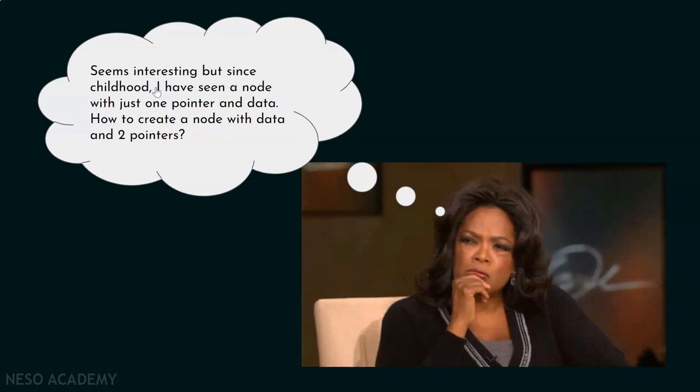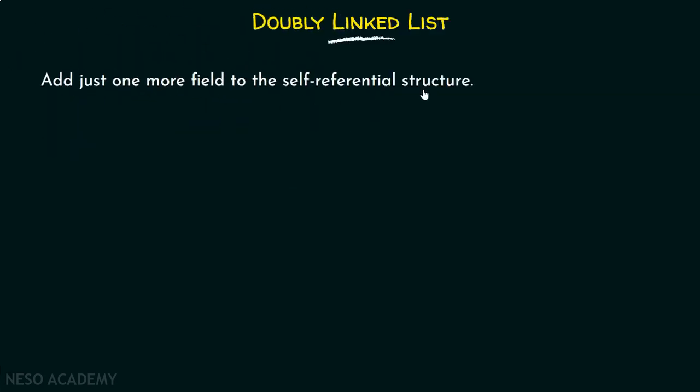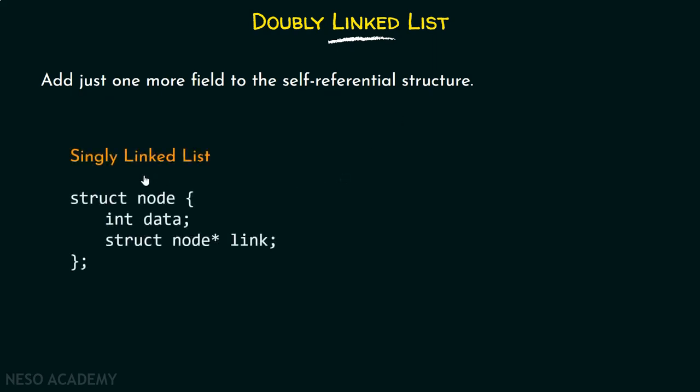Seems interesting, but since childhood, I have seen a node with just one pointer and data. How to create a node with data and two pointers? Add just one more field to the self-referential structure and it's done. So here is how a singly linked list self-referential structure looks like. Here we have a struct node, of course. The struct node has been declared where we have a data part as well as the link part.